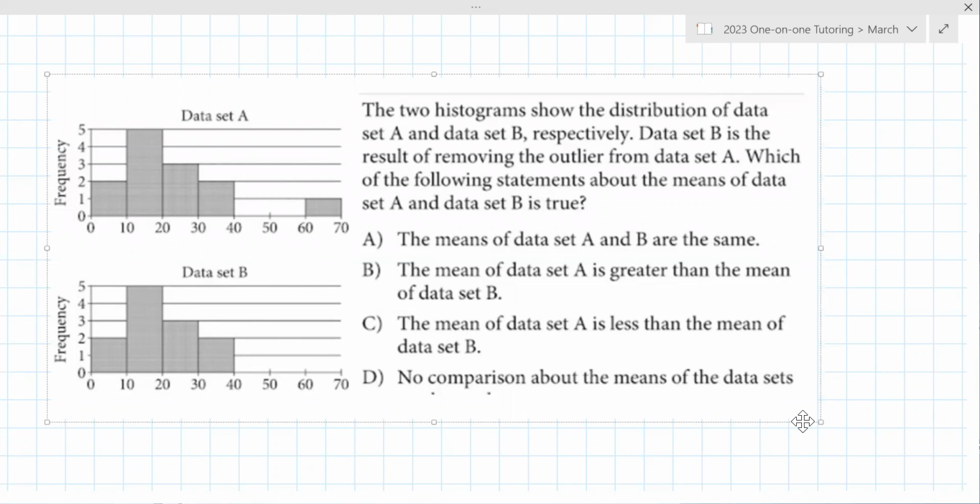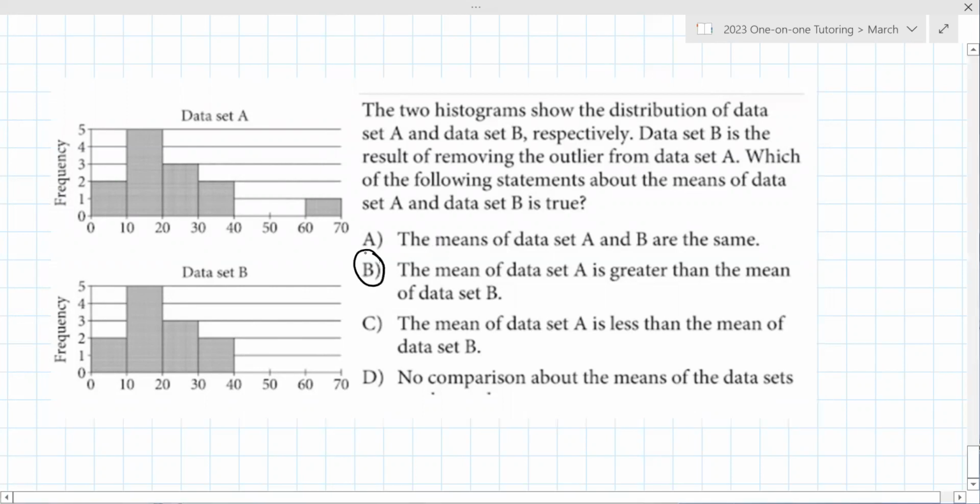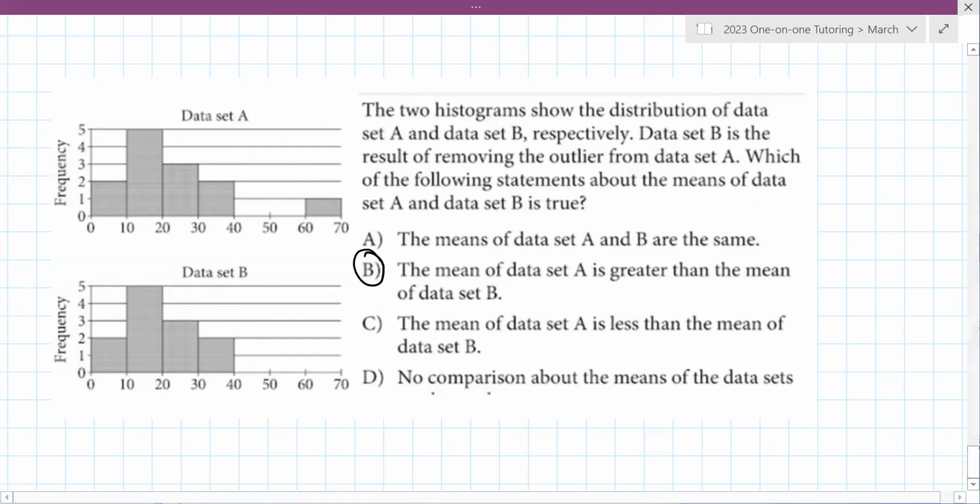Is B the answer? B is the answer, yes. Just notice that the heights are the same in all of these. This is like an extra piece of data, so it increases the mean. You can also use the strategy of same and different when looking at figures, just like we did with that graph earlier, to see which one rises and falls first.